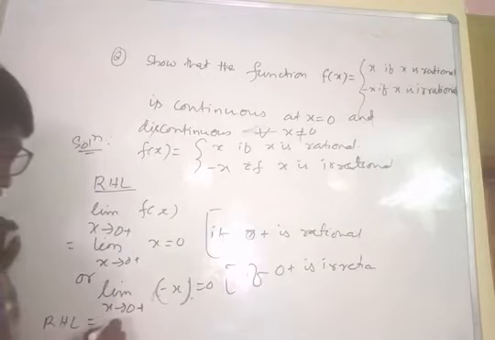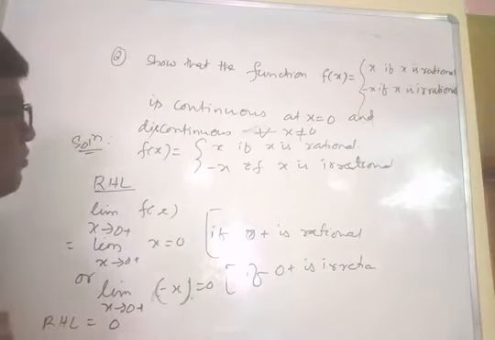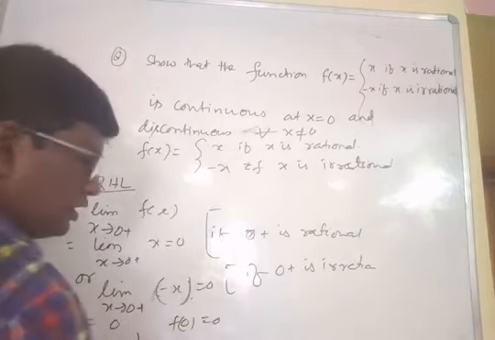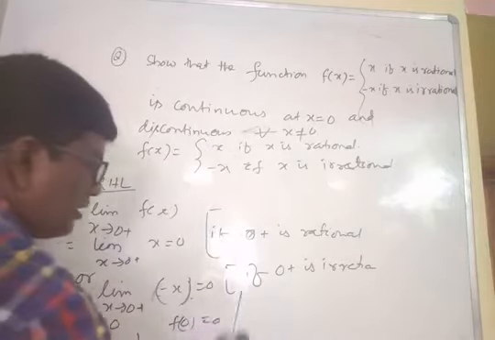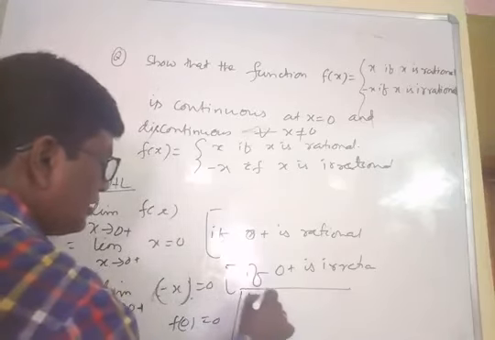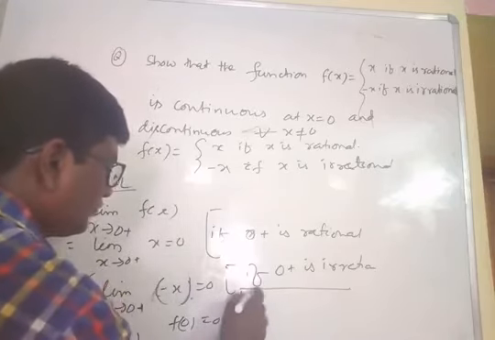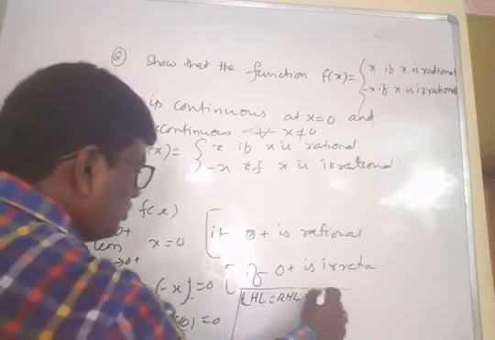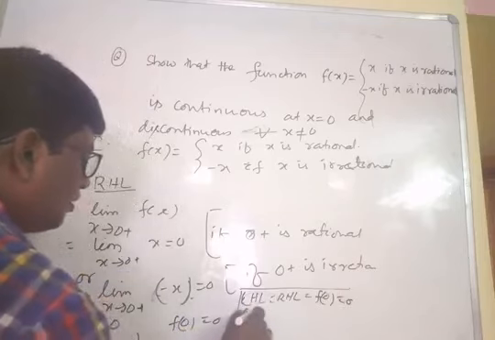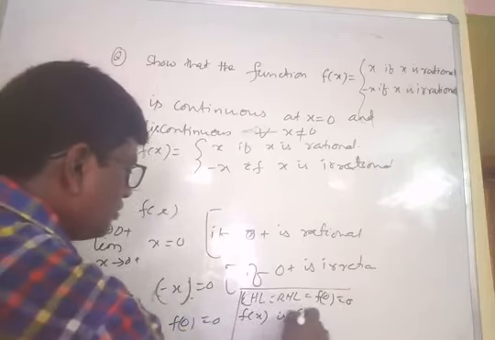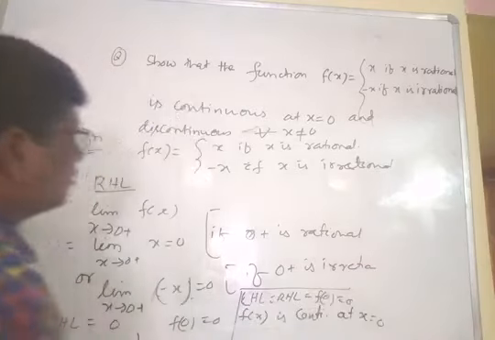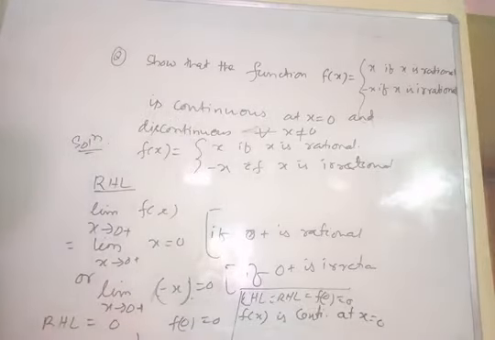So RHL is equal to 0. What is f of 0? For rational, f of 0 is equal to 0. Since LHL equals RHL equals f of 0, which are all 0, therefore f of x is continuous at x equal to 0. Now let's solve for x not equal to 0.